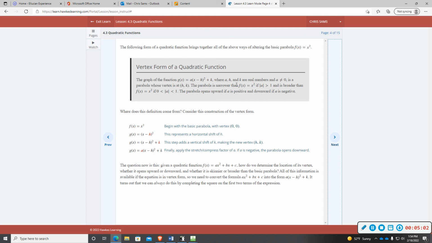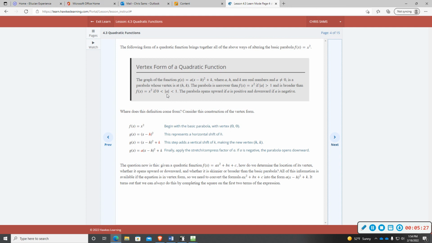Can't remember the name of it, but it's losing my train of thought. It tells you how wide or narrow your graph will be in layman terms. So if this A value up front is bigger than 1, it will make your graph narrow. You want to think about it as like exercise.